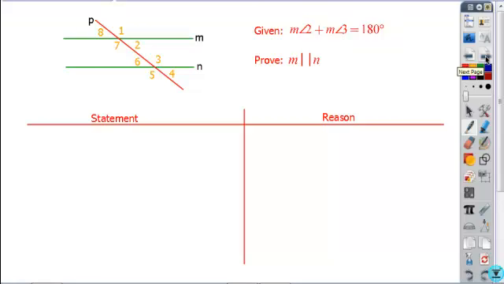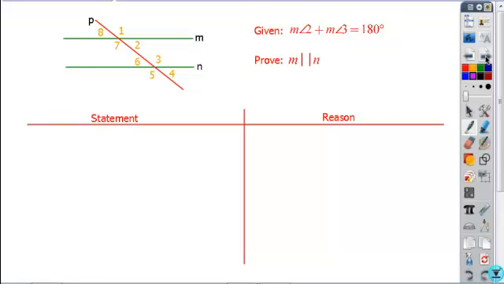We're going to add to our formal proofs with 4 new theorems. Okay, so right now, when we're justifying steps in a proof, we can only use definitions, postulates, axioms, and the one theorem that we've proven already, which is that vertical angles are equal. So we are going to add several more theorems to that.